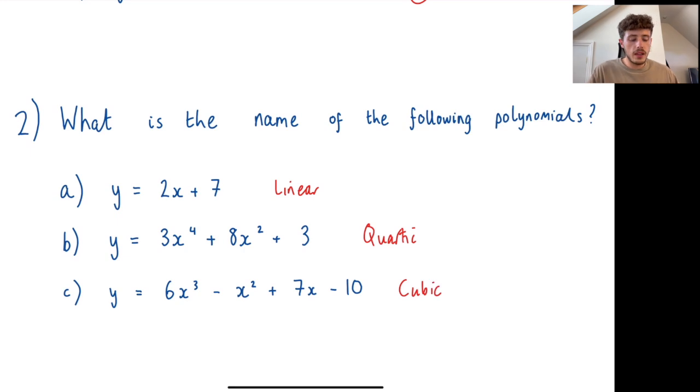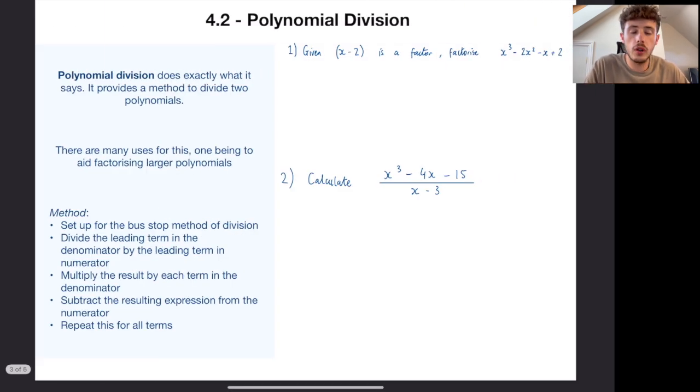It is good to know up to power of 5, which is a quintic, just in case. It's very rare that you will get asked something on a quintic, but definitely up to a quartic you may get asked about. Moving on to 4.2, which is polynomial division.